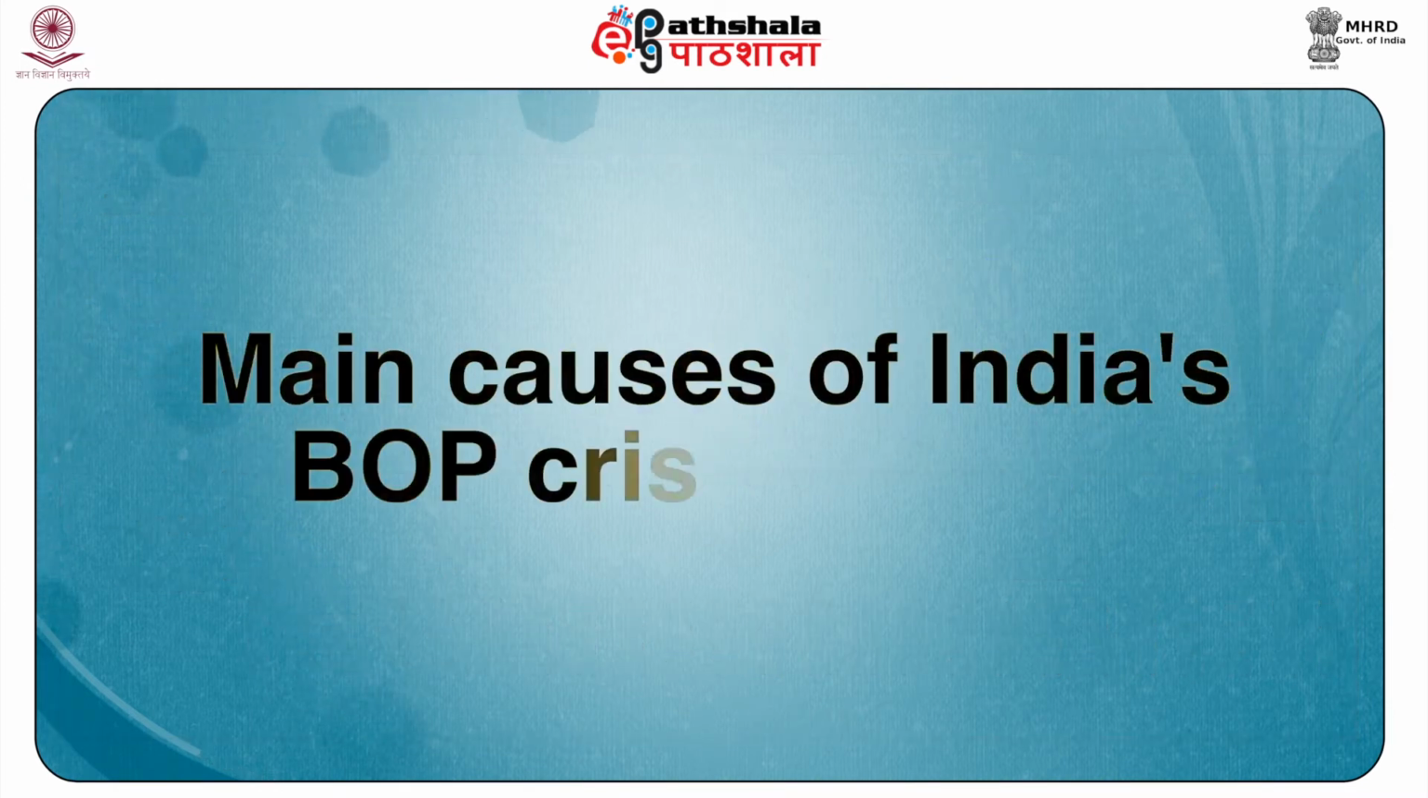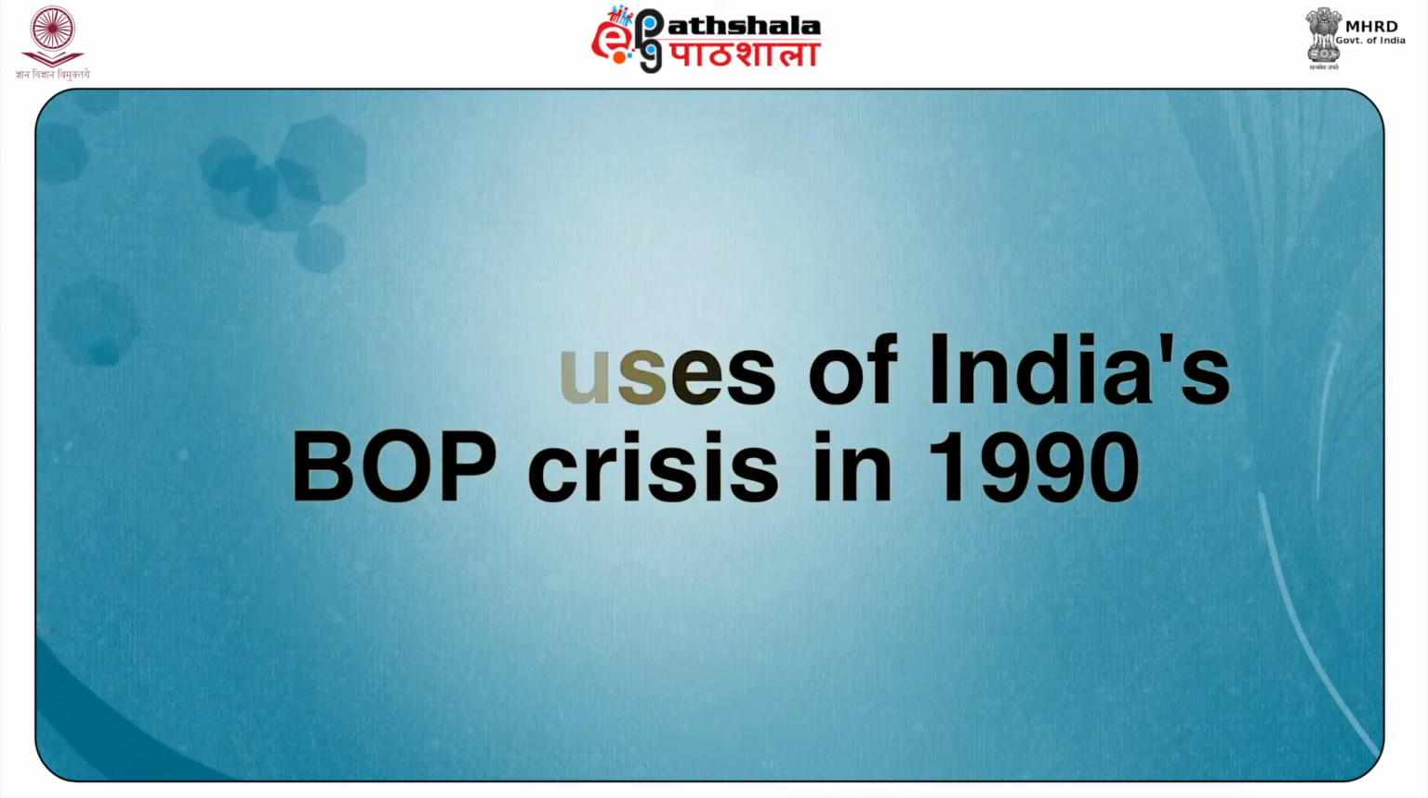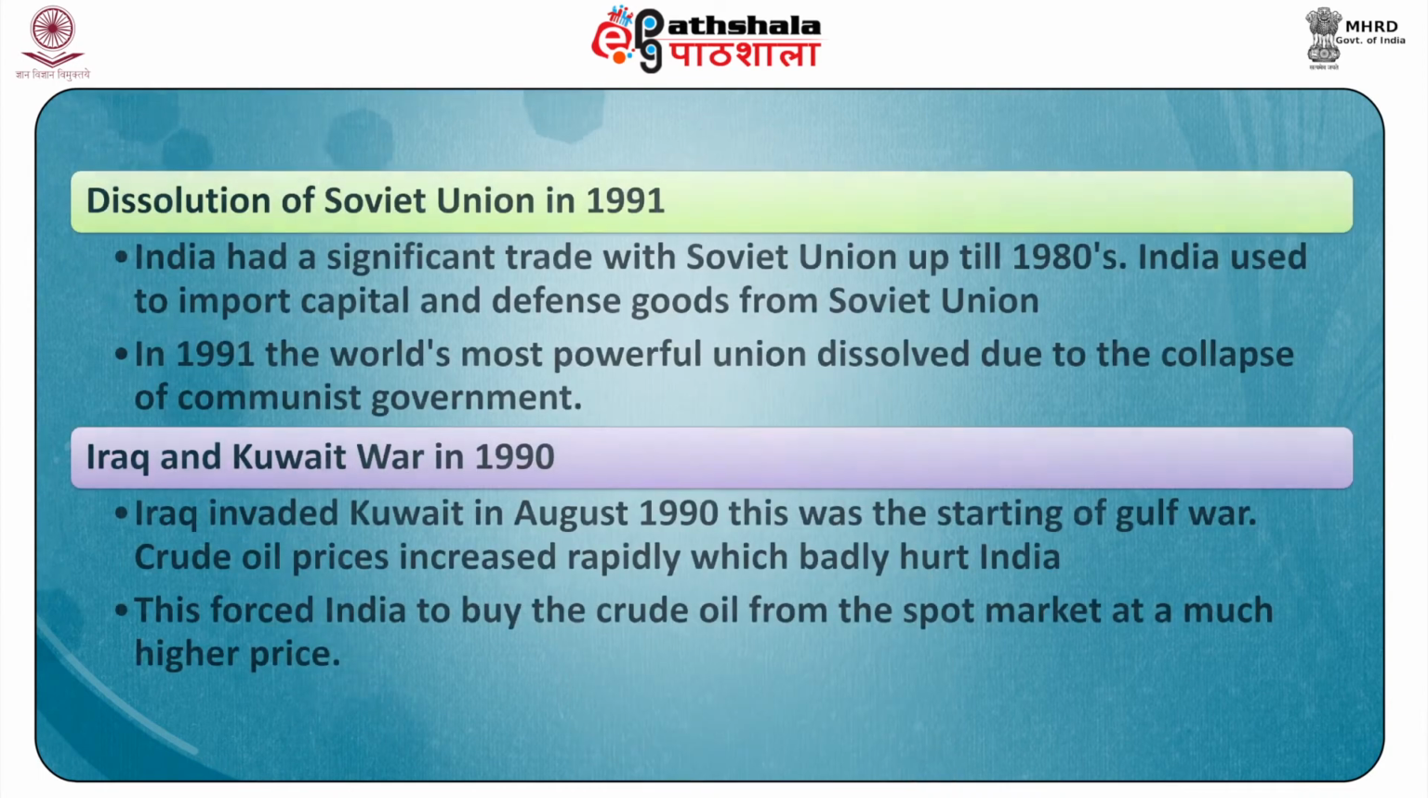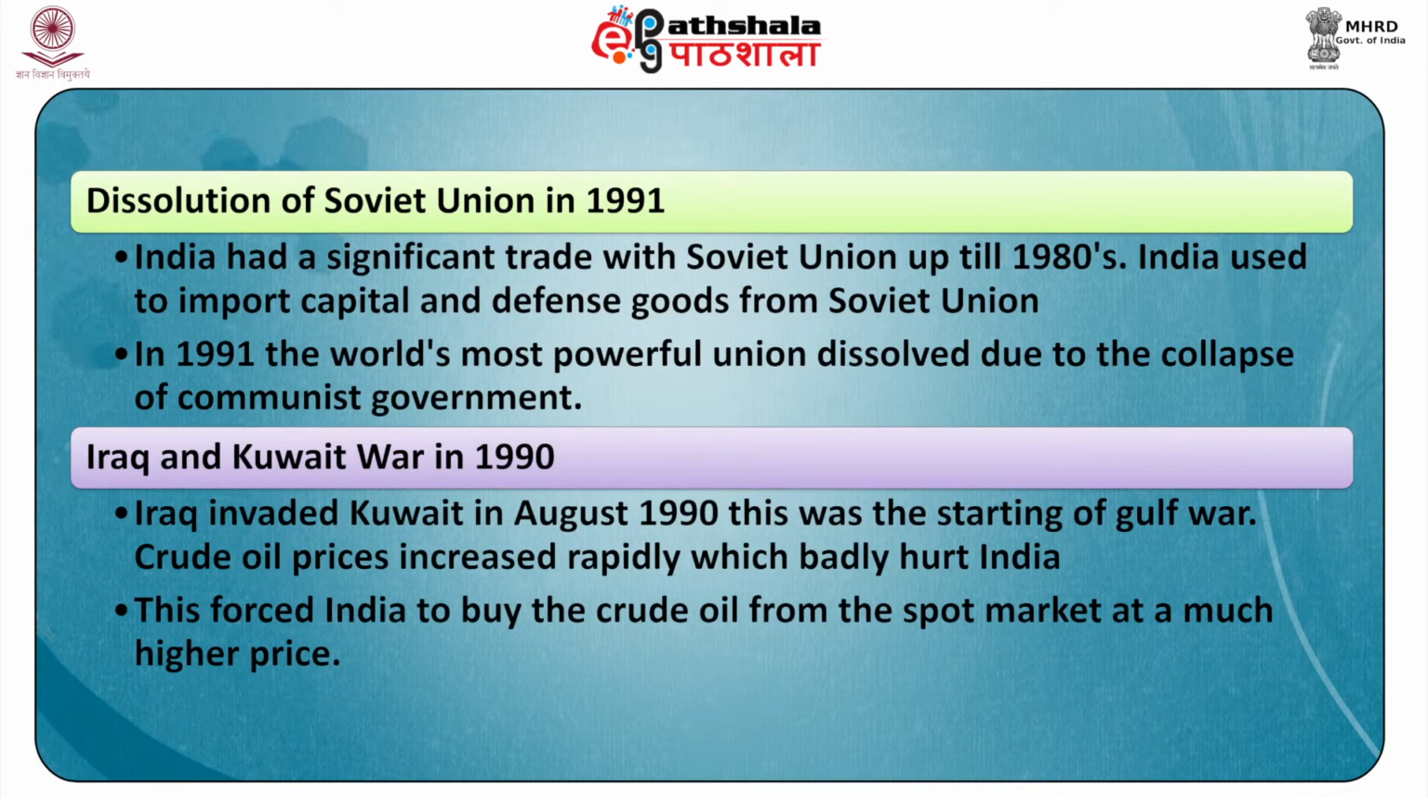The main causes of India's BOP crisis in 1990. The main causes behind the balance of payment crisis which arose in the late 1980s were: first, the dissolution of the Soviet Union in 1991. India had a significant trade with the Soviet Union up till the 1980s. India used to import capital and defense goods from the Soviet Union.